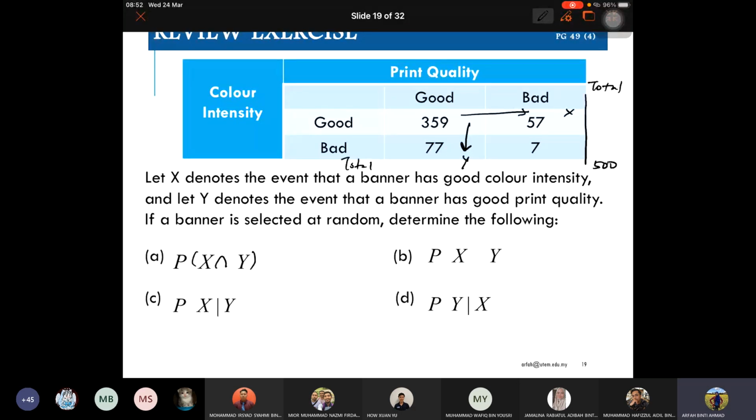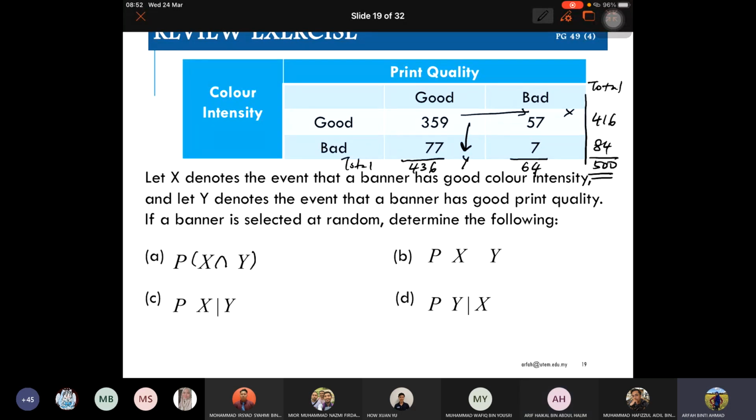So kalau untuk good print quality 359 tambah 77 dapat berapa? Dapat 436. Okay. Yang bad 57 tambah 7, 64. And color intensity, good color intensity, that is 359 tambah 57 dapat 416. And the last row for the bad color intensity 77 plus 7, 84. Okay. So dapat ini semua jumlah dia dan grand total sama dengan 500.